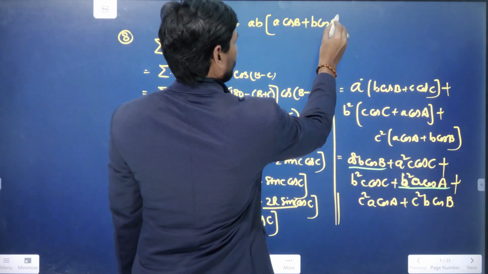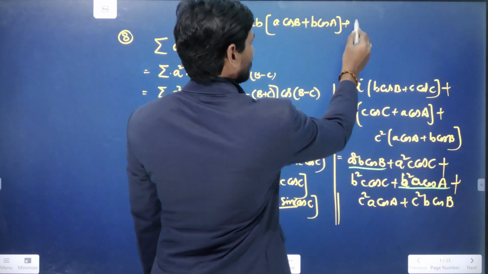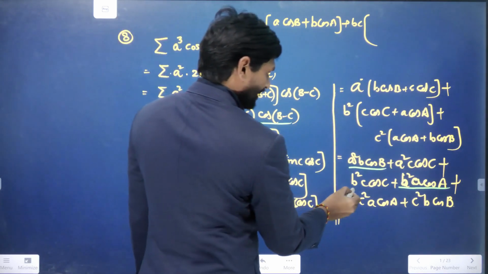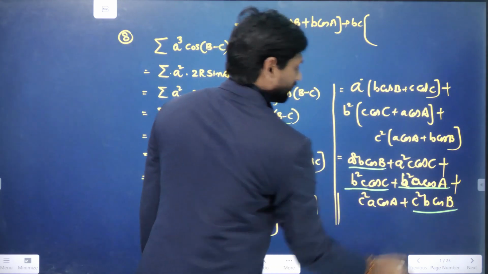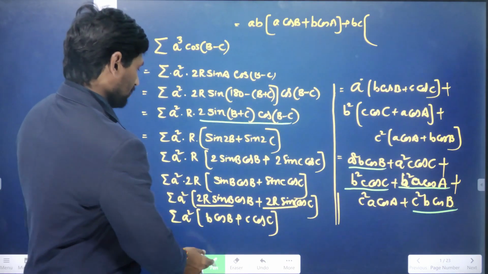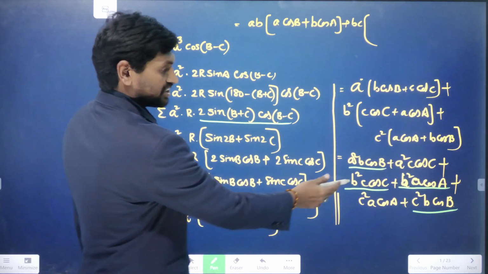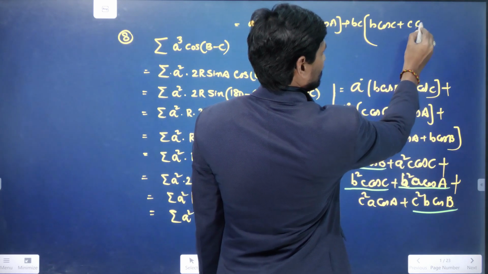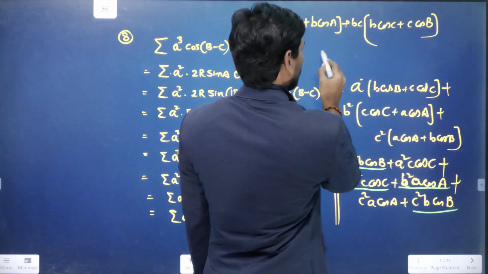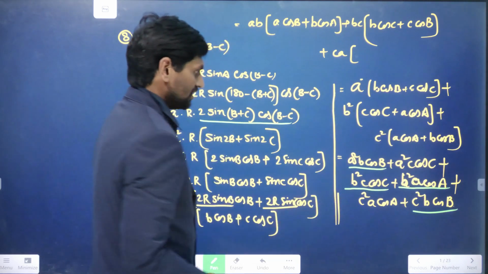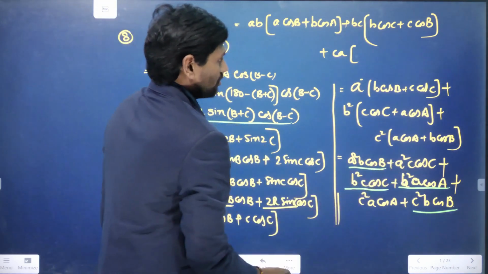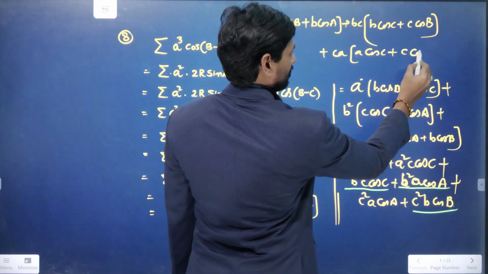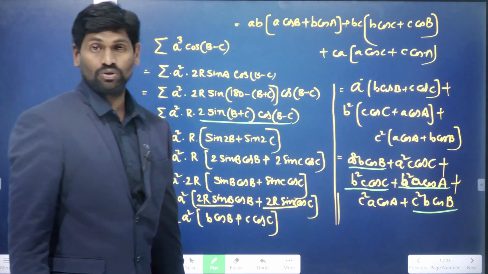Plus BC I am taking common. BC terms from b square c and c b square. From these two I have taken BC as the common term. Then what is remaining from the first term? b cos c plus c cos b. Next, CA common, CA terms from these two. So a cos c plus c cos a. Now the projection rule came.